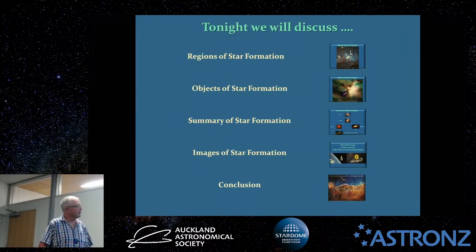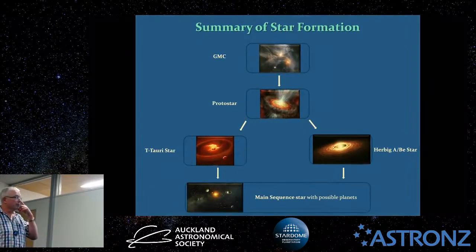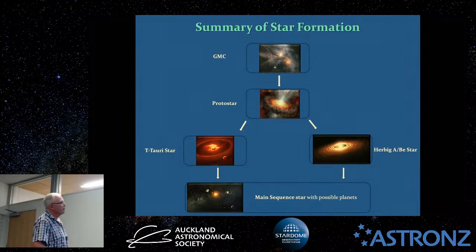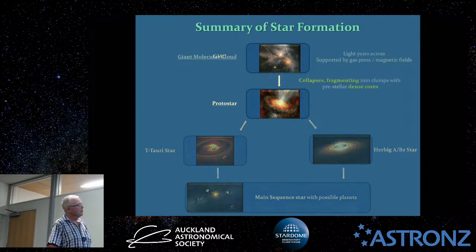So that's the summary of the objects of star formation. That was a lot of information to take on. Let's just bring it together in a nice flow diagram. You start with your giant molecular cloud, down to your protostars that still have the gas, these T-Tauri and Herbig, and then onto your main sequence. So here it is here.